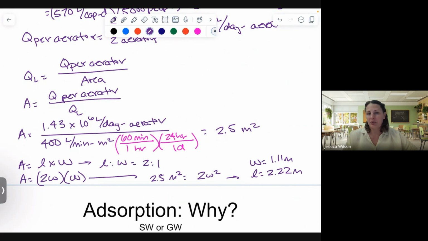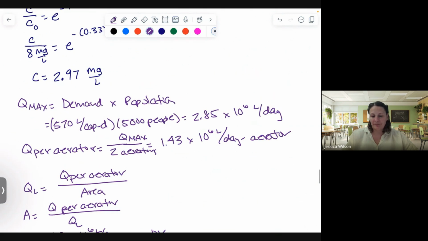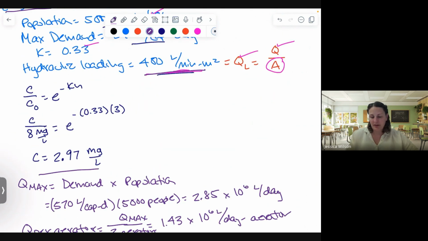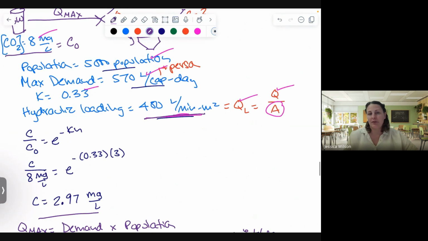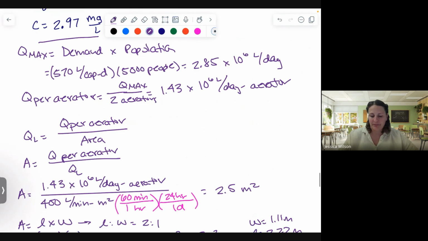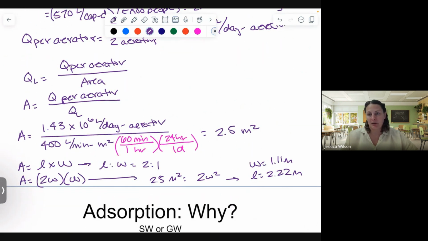So this is how we get to the overall design of our aerator. We started by solving for the final CO2 concentration, and then we just used some information about the flow rate, the population, and the hydraulic loading to get to our overall area and then the length and width of our aerators.